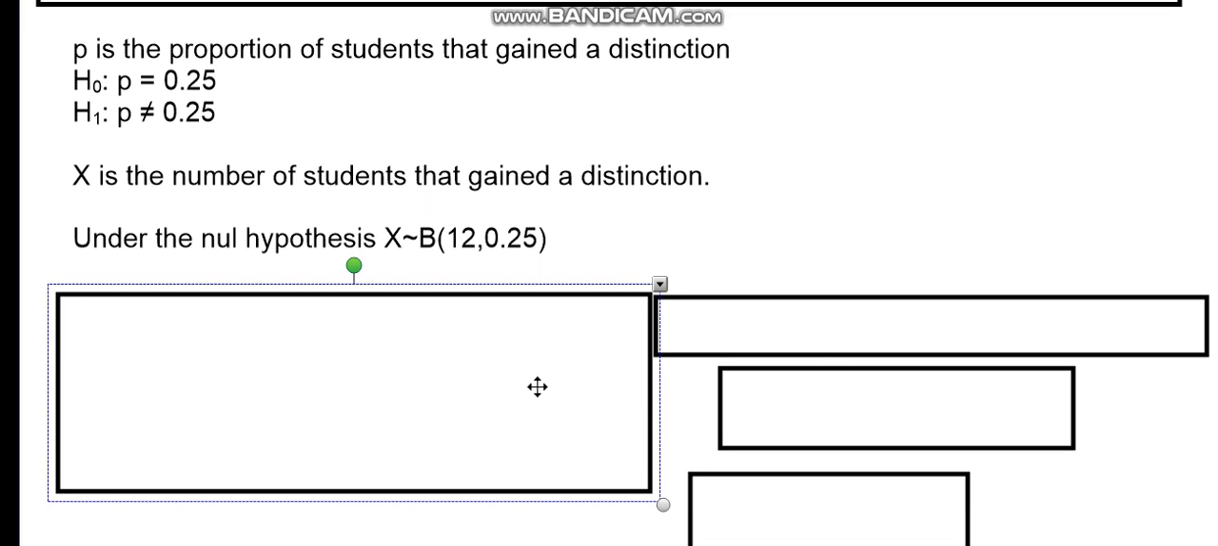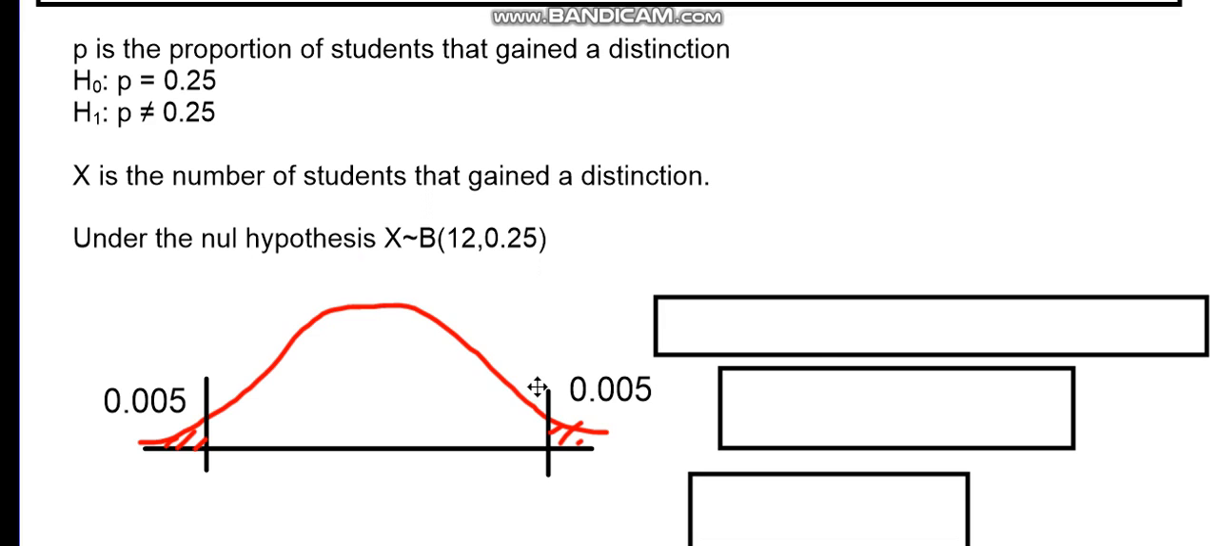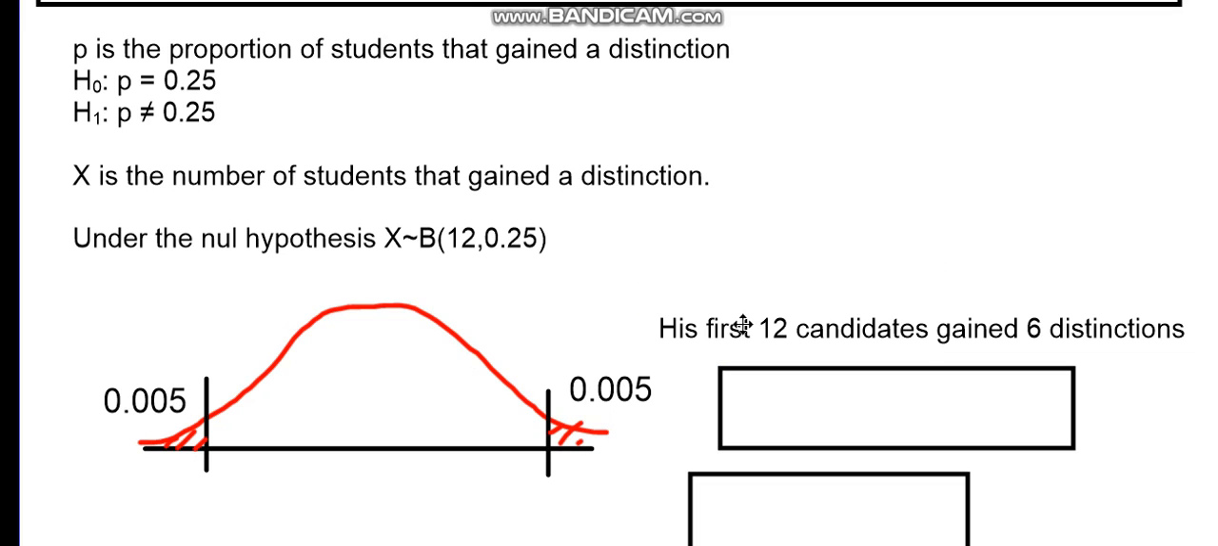So again, get the diagram ready. So it's two-tail. So we've got critical regions both ends, but it was a 1% significance. So I need to split that 1% between the two ends. So we've got a 0.5% here, a 0.5% here, which is 0.005 either end. Okay. So what we're going to do is look at the test statistic. So in the question we're told his first 12 candidates gained 6 distinctions, so X is going to be 6.